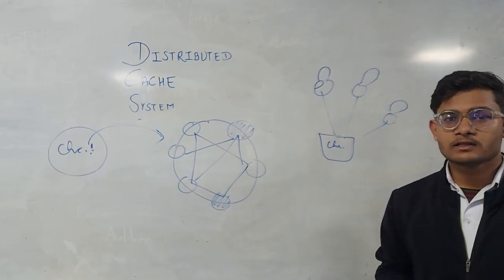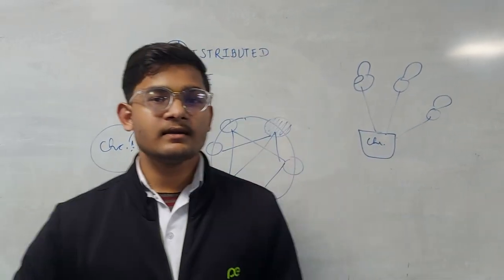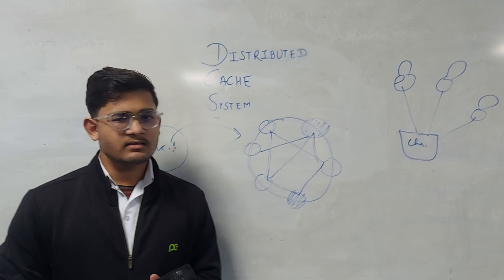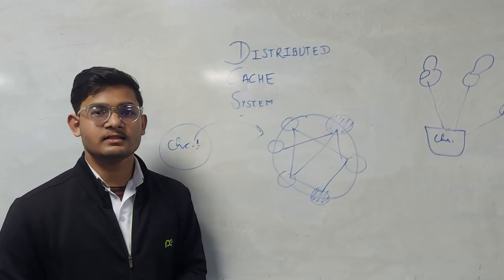So why do we use the distributed caching system? To access the data fast, to prevent data loss, and for such reasons. So thank you. This is distributed caching.